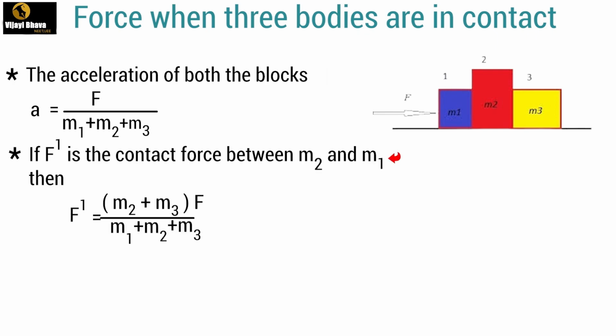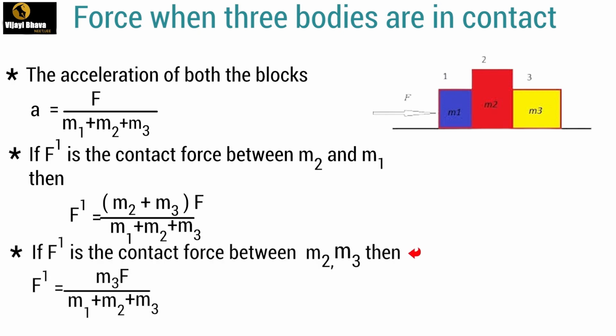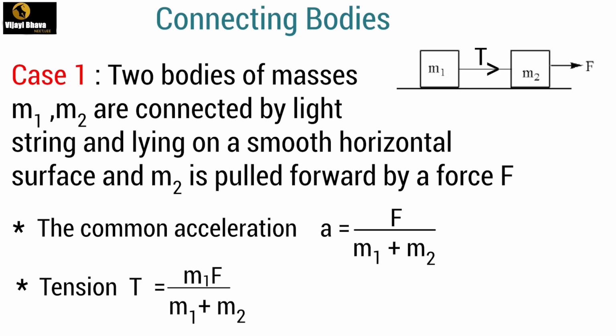If F is the contact force between m2 and m1, then F is equal to (m2 plus m3) into F by (m1 plus m2 plus m3). If F dash is the contact force between m2 and m3, then it is given by m3F by (m1 plus m2 plus m3). Now let us look into a condition of connecting bodies.